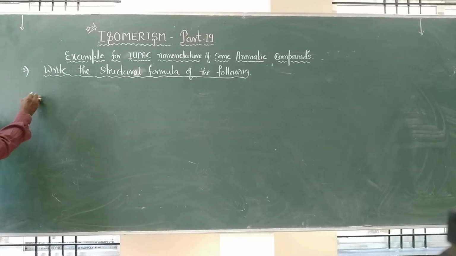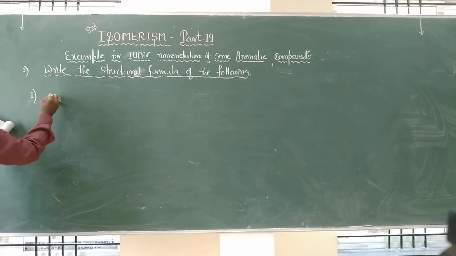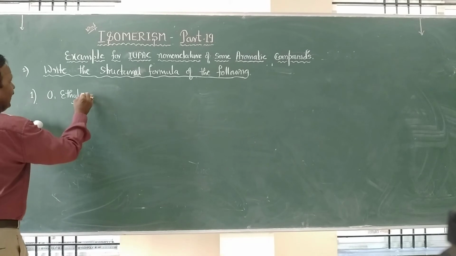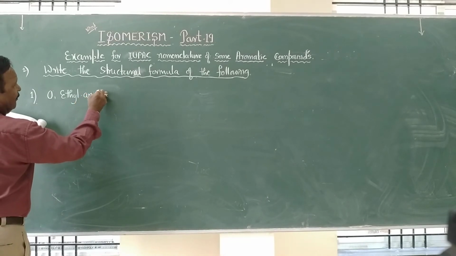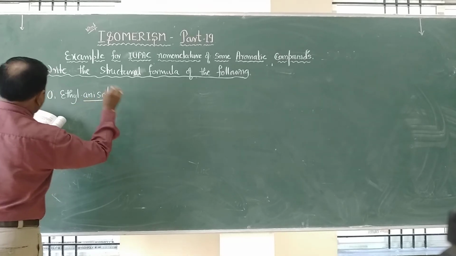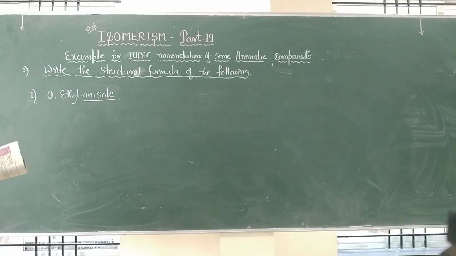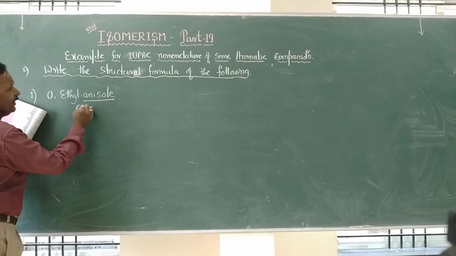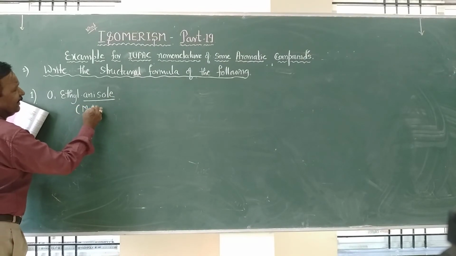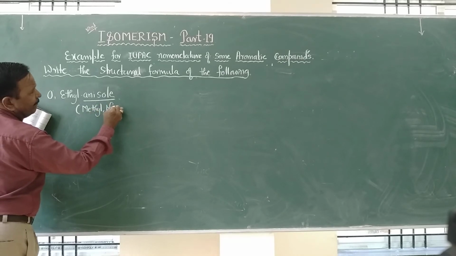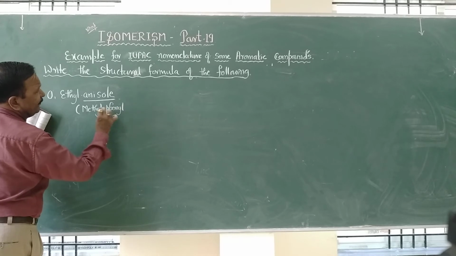First one, ortho-ethyl anisole. Ortho-ethyl anisole. Okay? You should know what is the meaning of anisole. Anisole is methyl phenyl ether.